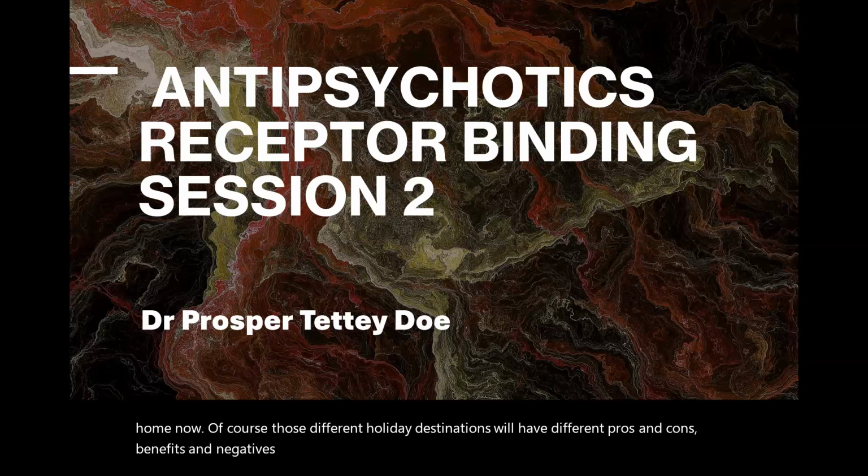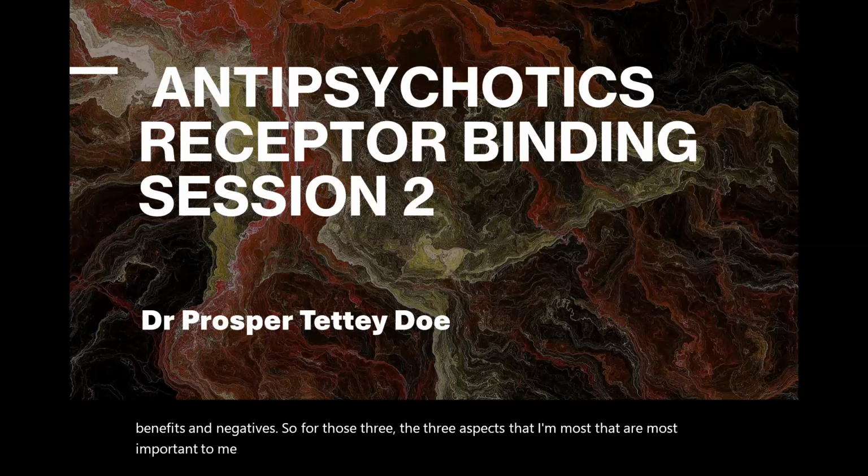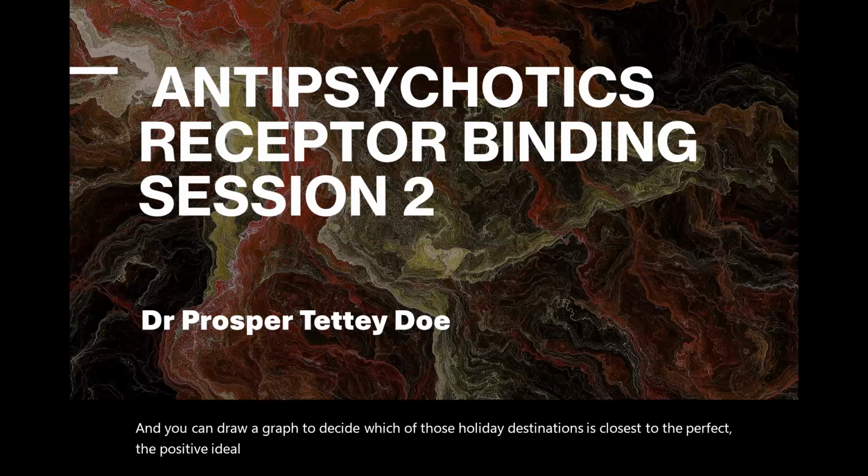So for those three aspects that are most important to me, Hawaii does very well for sun and being child-friendly. Maybe it's not so good for nightlife. Similarly, Ibiza, good for sun and nightlife, if you like that sort of thing, but not so child-friendly, you would argue. And you can draw a graph to decide which of those holiday destinations is closest to the perfect, the positive ideal solution, the best holiday destination.